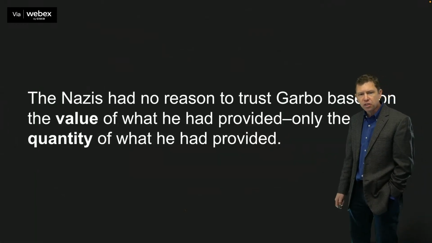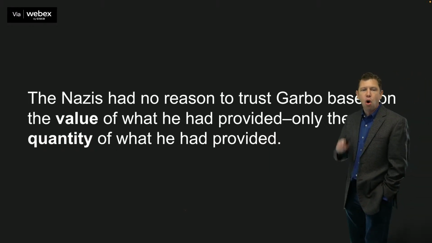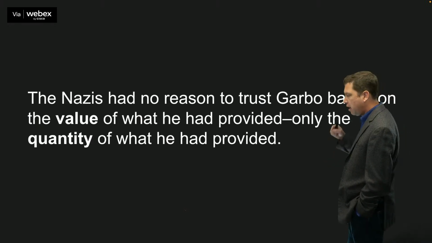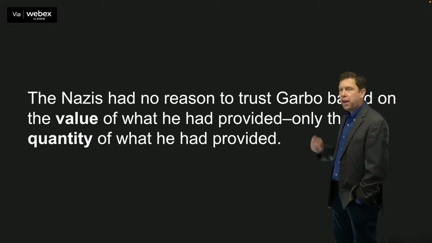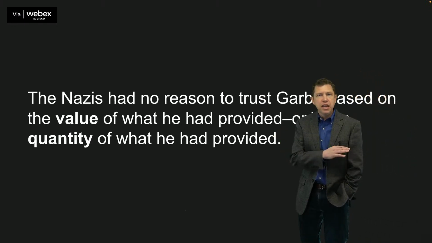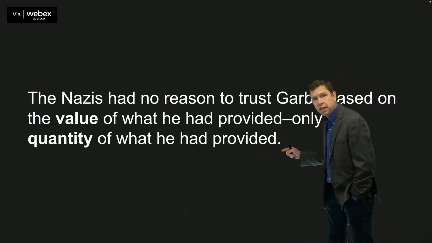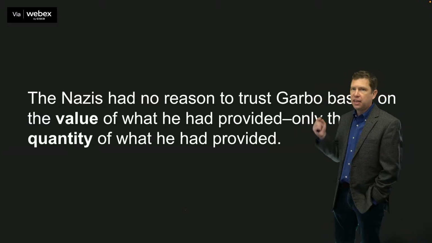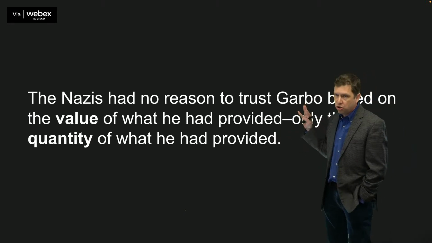So the Nazis had no reason to trust Garbo based on the value of what he had provided, only on the quantity of what he had provided. If the Nazis went back through and said, okay, we've got these 27 agents here, what have they actually helped us do in the war? The answer would have been nothing, right? None of what they provided gave them any value. However, the quantity of what they had done made the Nazis think that it was very trustworthy and that they needed to pay attention to it. So trustworthy that they were still hanging out around Calais 2 months after the Normandy invasion.